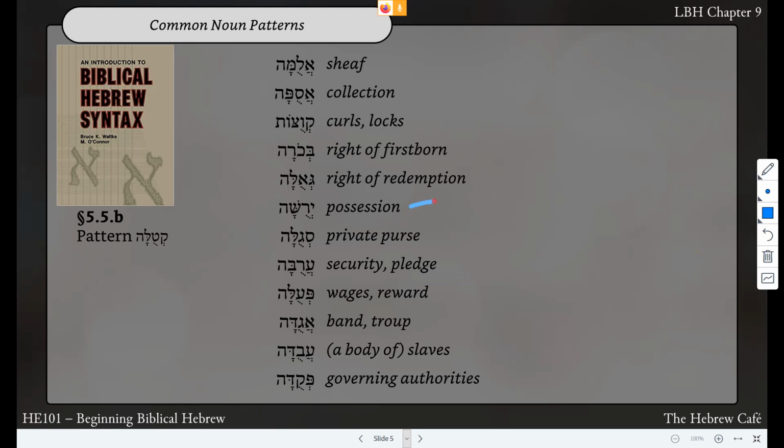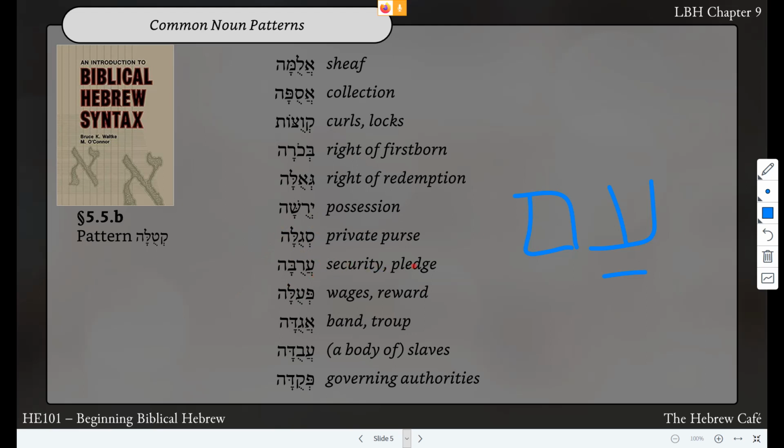Okay, this one, yerusha, is also an inheritance. Sgula is a word that's used, as far as I know, only in Am Sgula. Am Sgula is the chosen people. It says private purse. Treasure, maybe. It's kind of unclear where it comes from or what it means. But Am Sgula is a frozen expression meaning the chosen people. Maybe the people of his treasure, if you're saying it's treasure. I don't really know where it comes from.